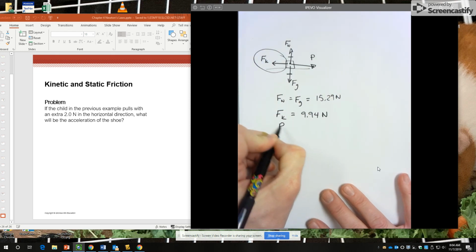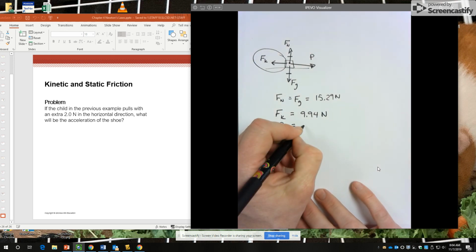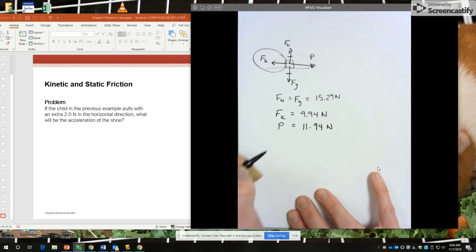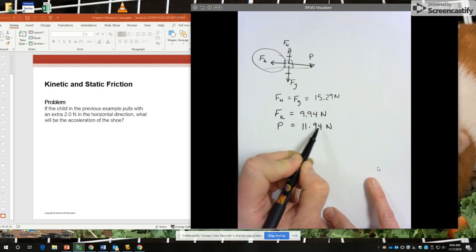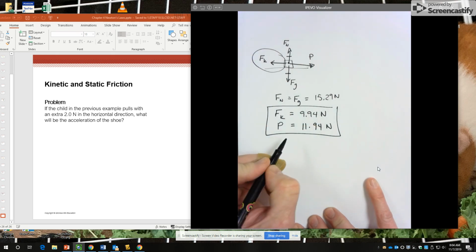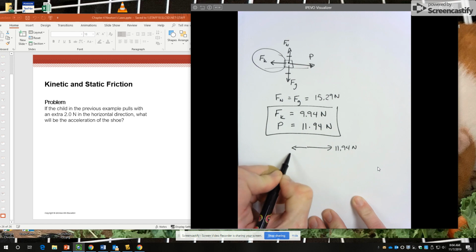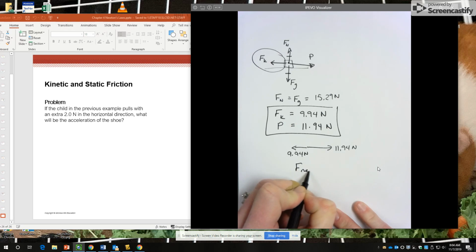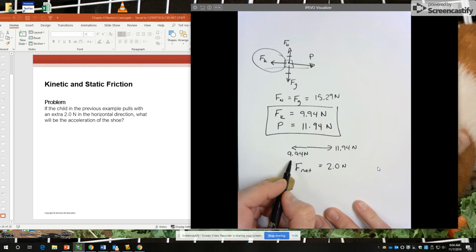Only now the pull force is not in balance with the friction force. Now the pull force is 2 newtons bigger. So 9.94 plus 2 more gives us a pull force of 11.9372, so let's go for 11.94 newtons. And now we're finding the acceleration of the shoe. We no longer have the horizontal forces in balance. I have a pull to the right of 11.94 newtons and a push backward to the left of 9.94 newtons of friction. So now the net force is 2.0 newtons.